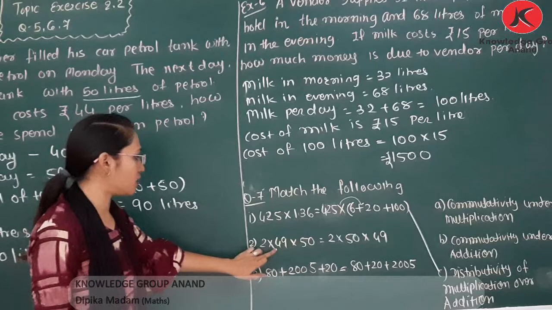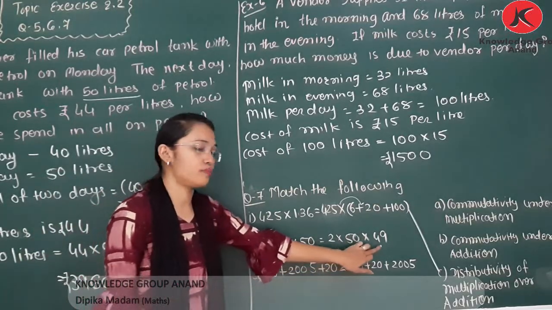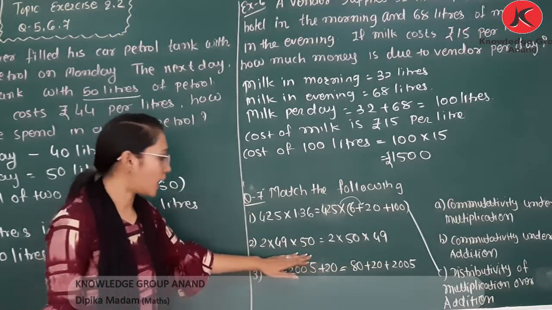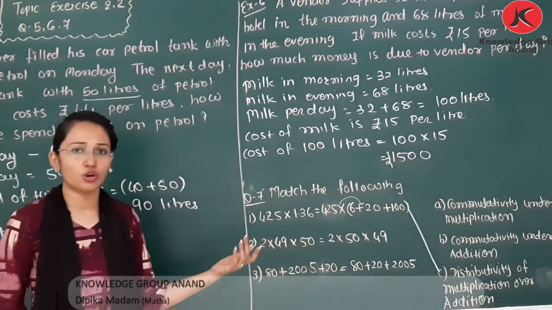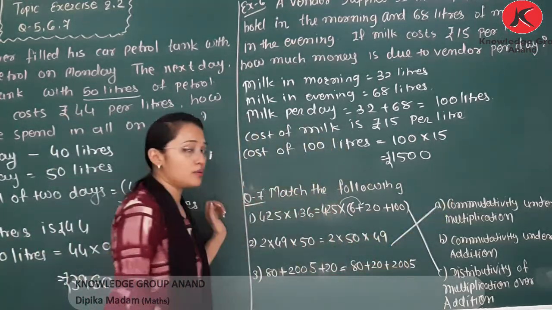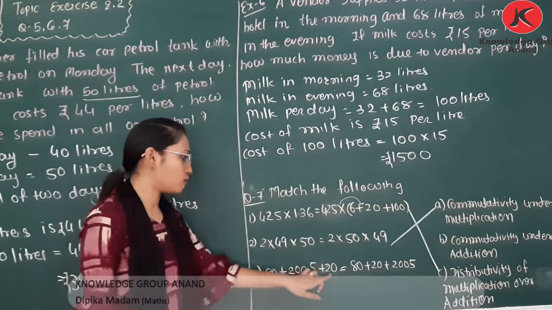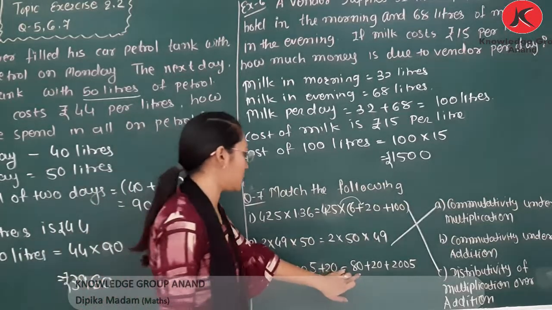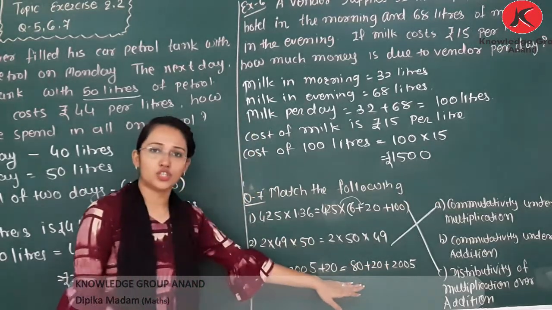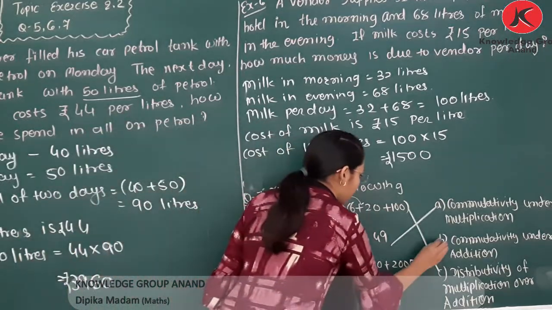Next is 2 multiplied by 49 multiplied by 50 is equal to 2 multiplied by 50 multiplied by 49. What is this? This is commutativity. It means you can change the order in a multiplication. That is commutativity of multiplication. Next is 80 plus 2005 plus 20 is equal to 80 plus 20 plus 2005. In the statement the order is changing in addition. So it is commutativity under addition.